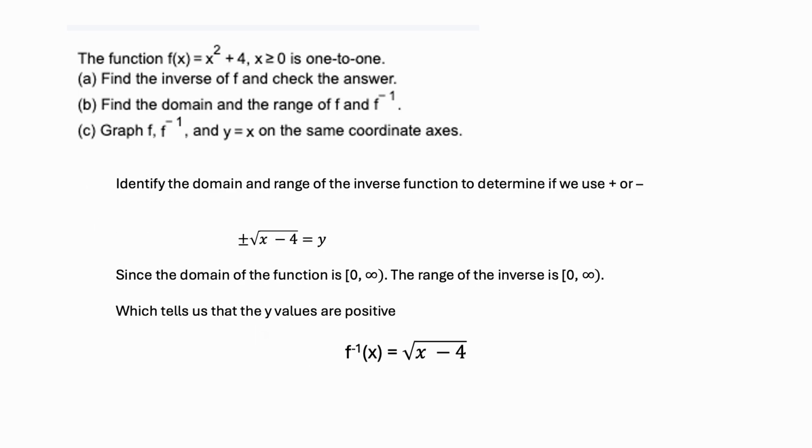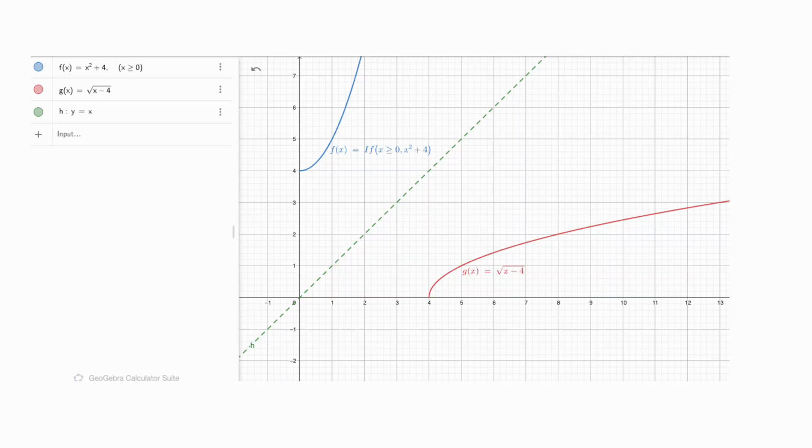So we know the domain of the function, which is our x values, is 0 to infinity, and the domain of the function is the range of the inverse. So the range of the inverse is 0 to infinity, which means our y values are positive. And so then our inverse function is the positive square root of x minus 4. And if I graph that, I can see my function, x squared plus 4. I can see the inverse function. And I can see that they're a mirror image around the line y equal x.